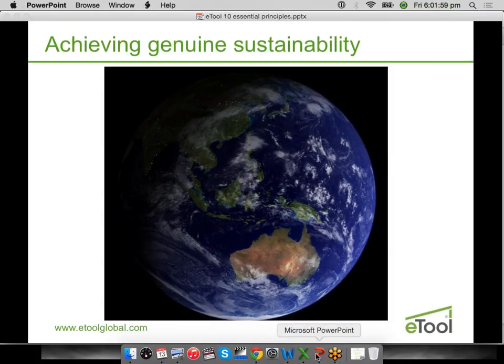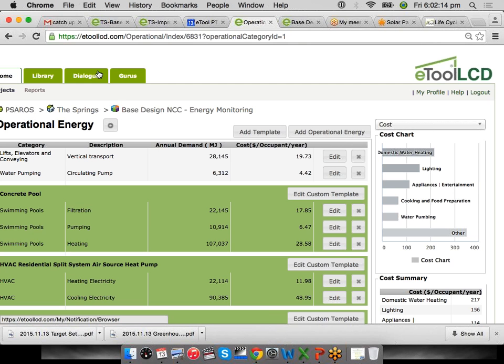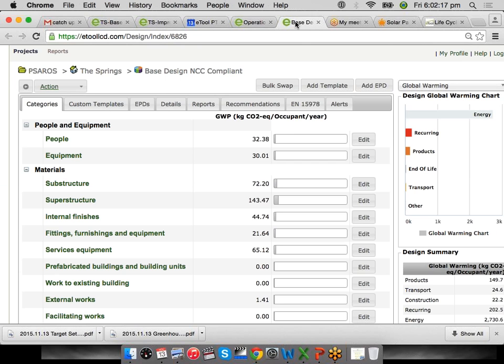Then this is the last slide, talking about the first big picture that I mentioned, the one planet that we have to look after. Make sure that we're achieving genuine sustainability. I'll show you the end result for this development.